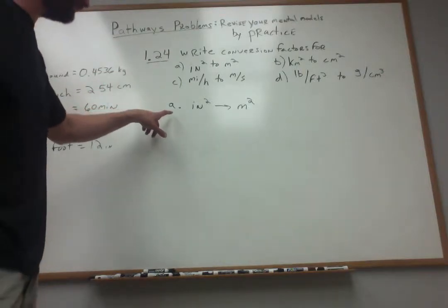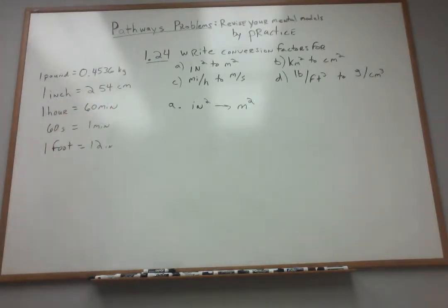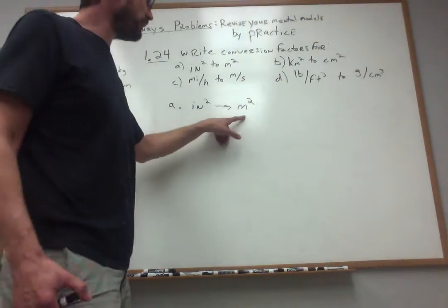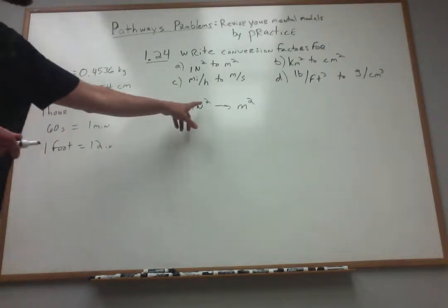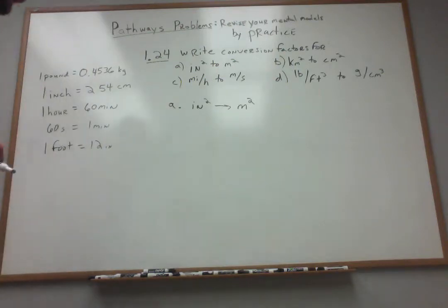So let's just dive right in. We'll start with letter A. This is a 4-part problem. In letter A, we want to go from inches squared to meters squared. So you see this and you realize inches, meters. Okay, that's distance. We've seen that sort of thing before. This is a little bit different, though, in that our units are going to be squared. That's actually going to make things a little bit more complicated.